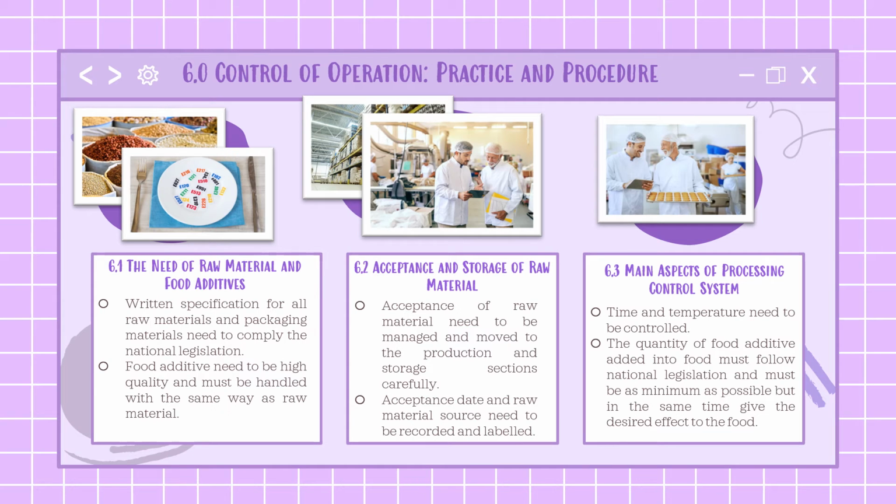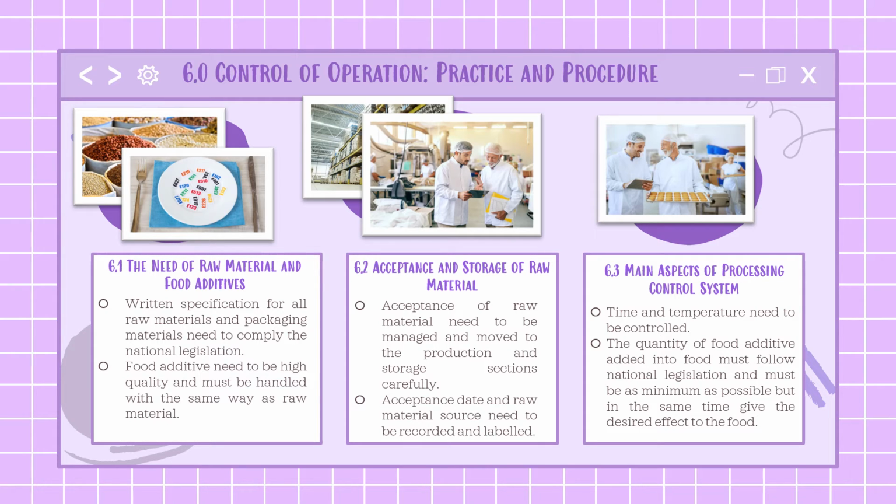Control of operation, practice and procedure. First, we go to the need of raw material and food additives. Written specifications for all raw materials and packaging materials need to comply with national legislation. Food additives need to be of high quality and must be handled in the same way as food raw material.